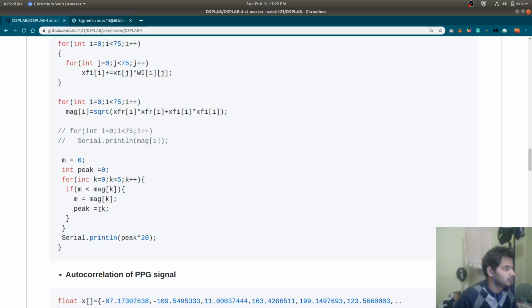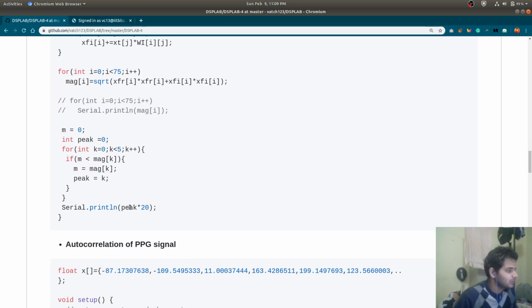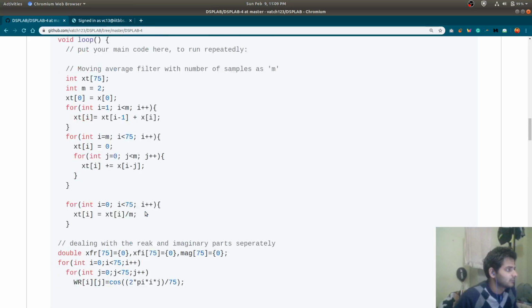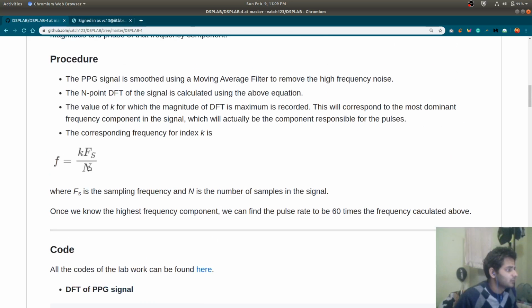Maximum value, the index at which the maximum frequency component takes place. Now this is the pulse speed, peak into 20. How does this 20 come about? Okay, we know fs here is 25, the number of samples was 75, so this will lead to 1 by 3, and we know that to get the pulse period we need to multiply this entire thing by 60. So 1 by 3 into 60 will give us 20 into k.